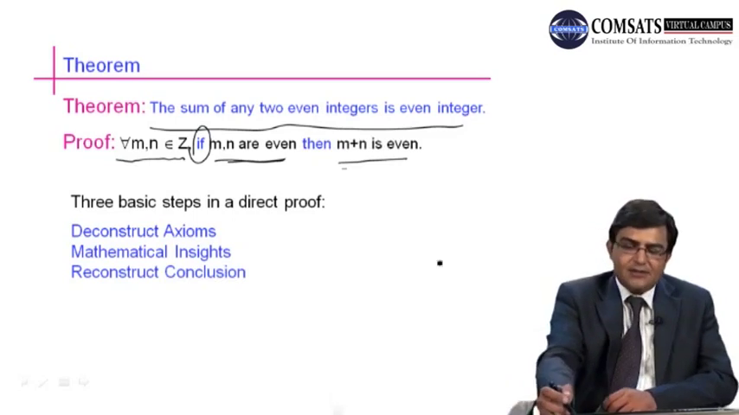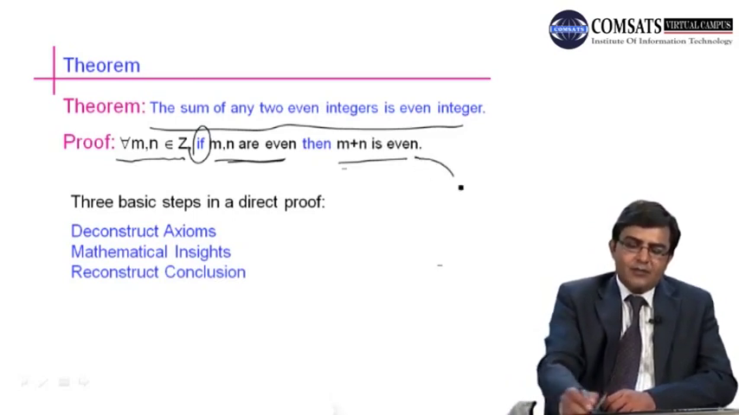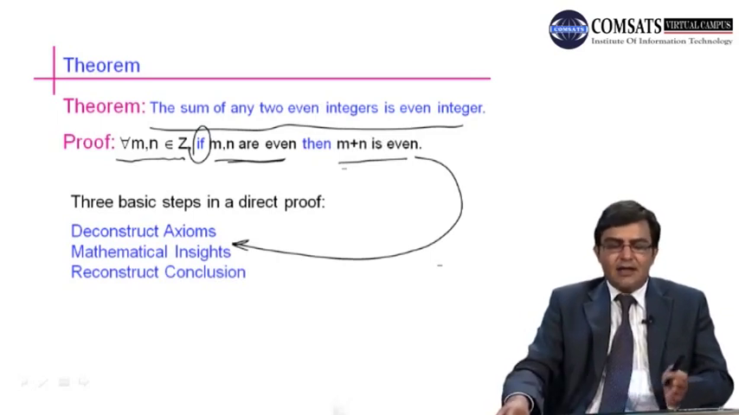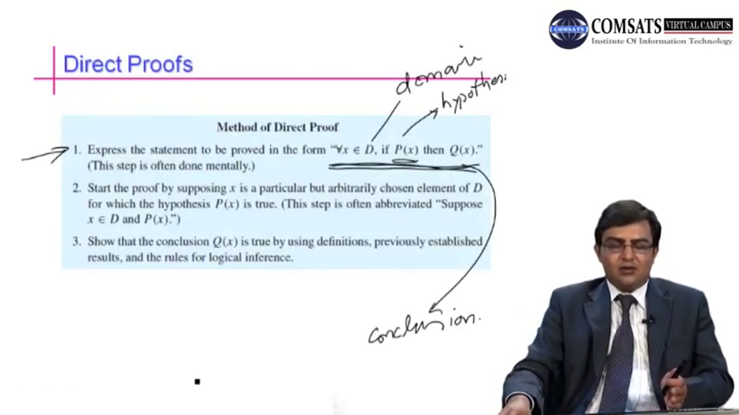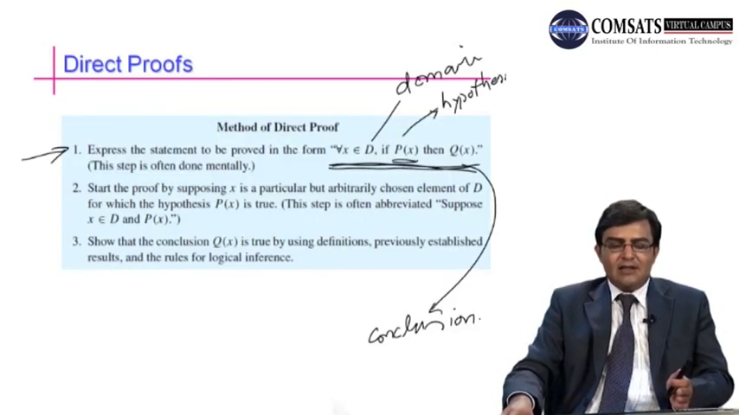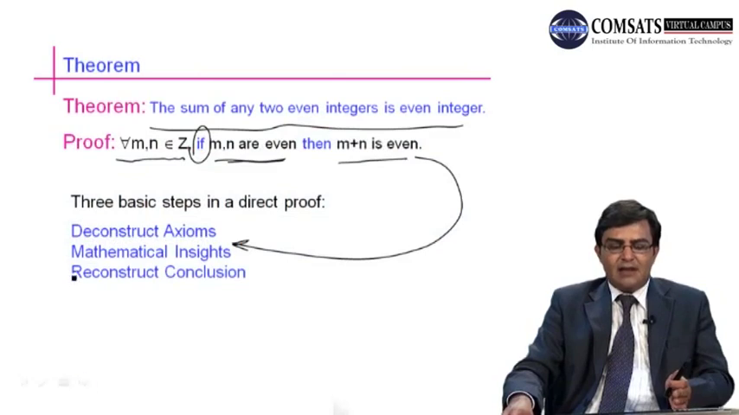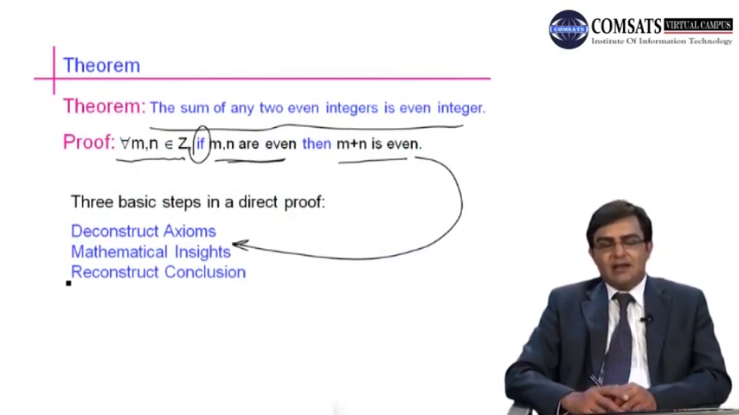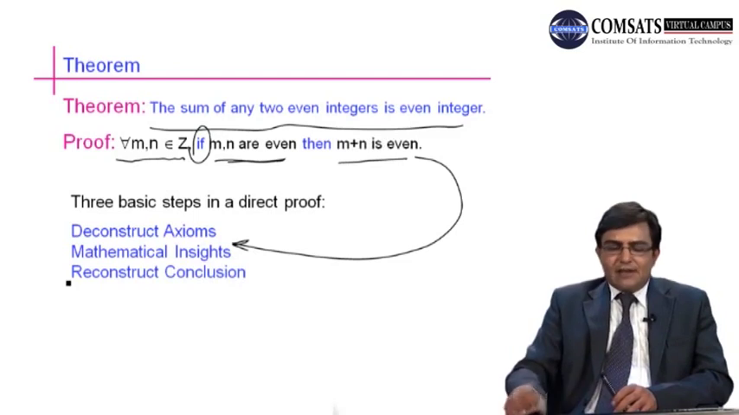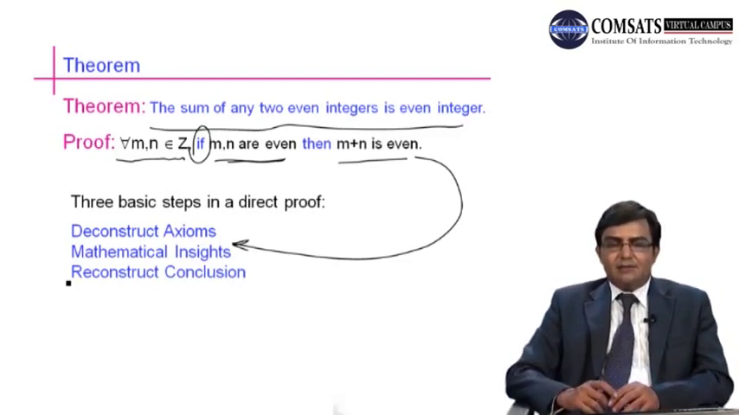This step comes under deconstruct axioms. The first step in the method of direct proof is called deconstruct axiom. The second step is called mathematical insight, and the third step is called reconstruct conclusion. So these are the three basic steps in direct proof in the language of logic. So the first step here is deconstruct axiom.